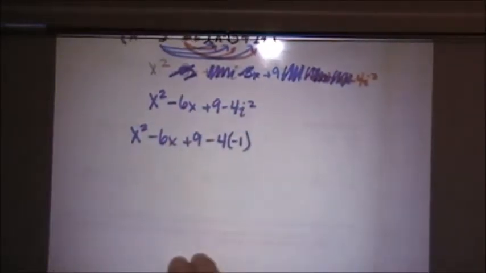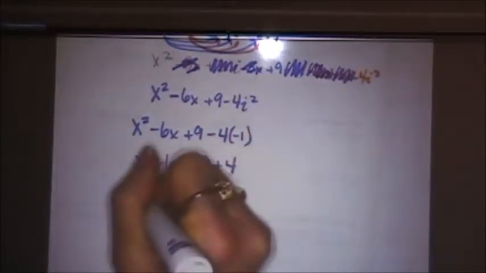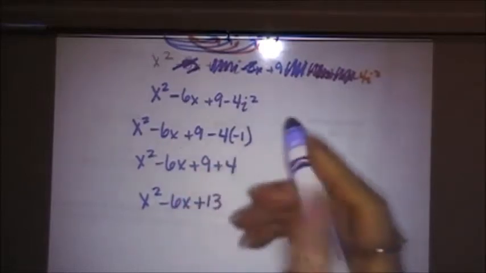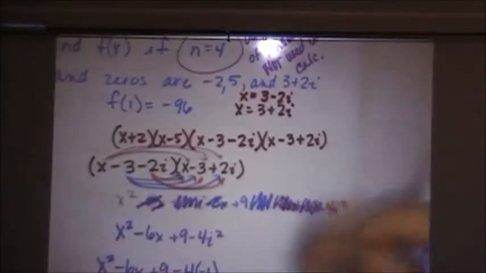I'm writing out every step. I know you could do some of these steps in your head, but I just want you to follow what's going on. So that makes this plus 9 plus 4. So I end up with x squared minus 6x plus 13. Now that was just these two pieces.